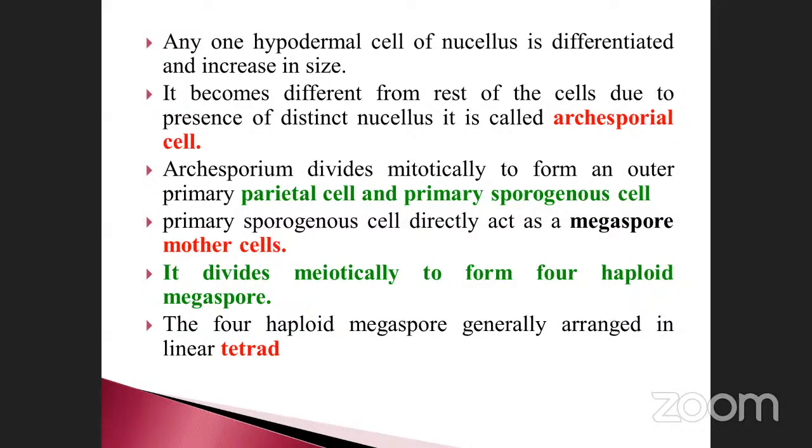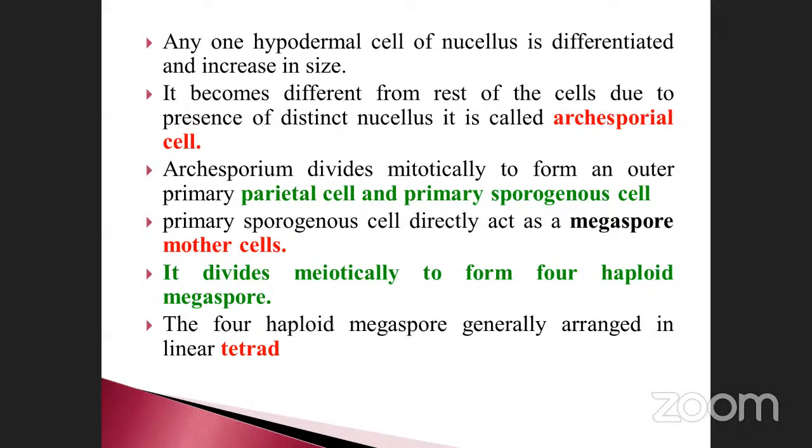Then what happens? It divides meiotically. After the megaspore mother cell is formed, it undergoes meiosis to form four haploid megaspores. That is very, very important. These four haploid megaspores are generally arranged in a linear tetrad. We already discussed that. Suppose one cell divides into four haploid cells, arranged in a linear manner from top to bottom.